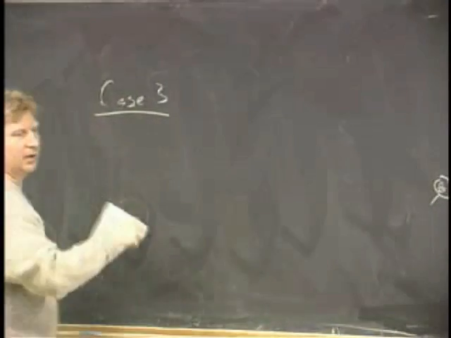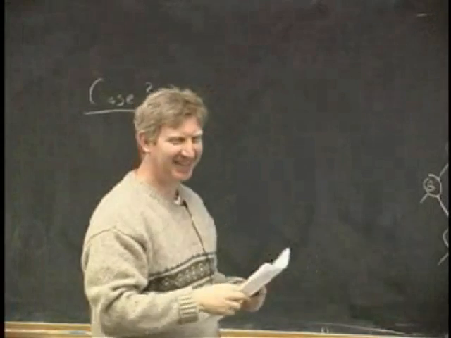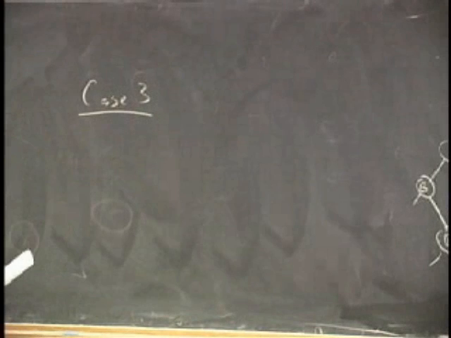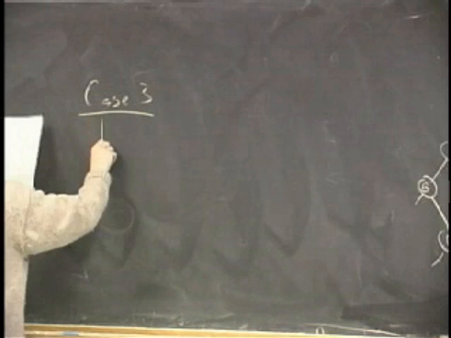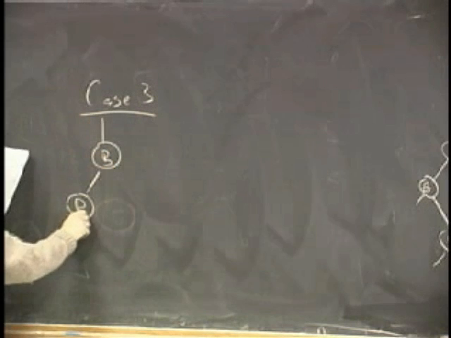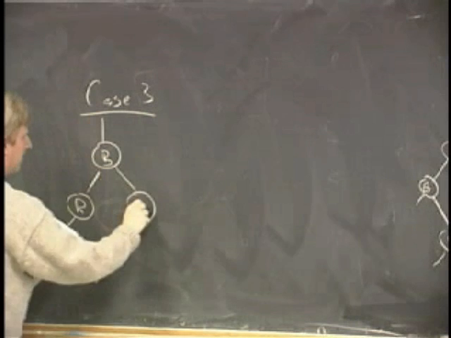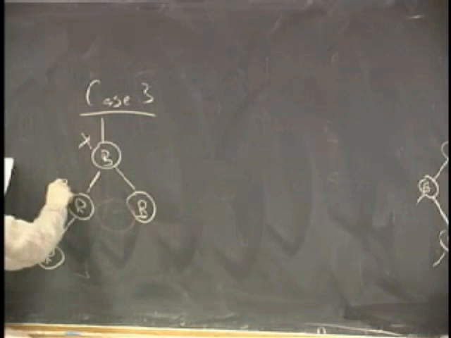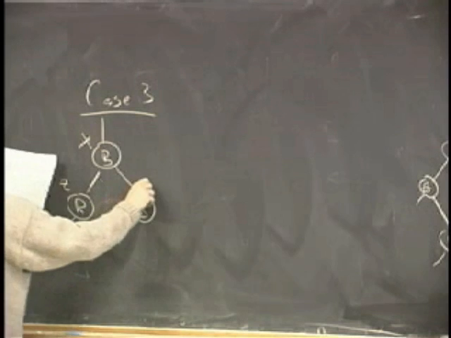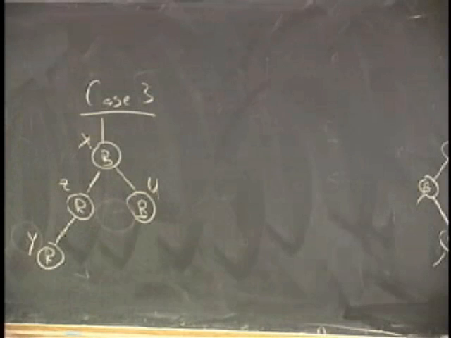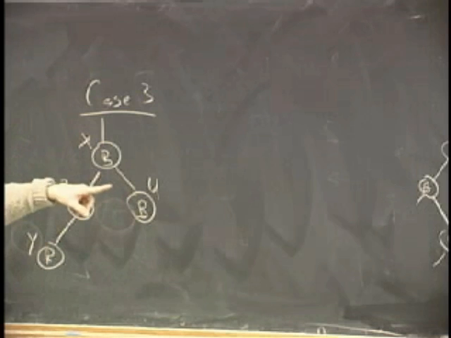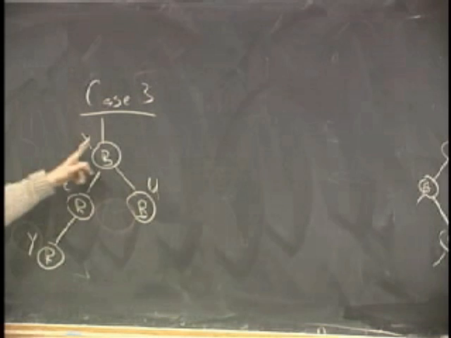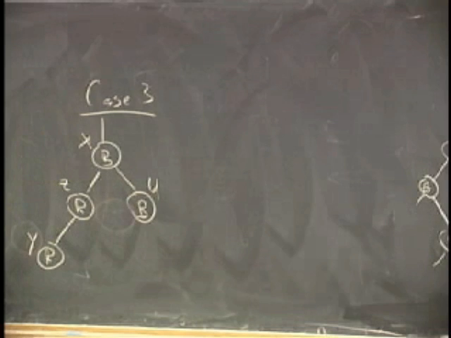Then that would be case 2. Just kidding. Black, red, black. X. I'll call it Z, Y, U. This is the case of a black uncle. So it's not the easy case 1. But it's the good case of a black uncle because the direction here is opposite the one here. So we can go ahead and rotate it to the right. And that's what we're going to do.